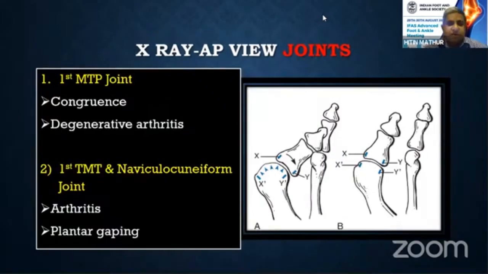The joints that need to be seen on the AP view are the first MTPJ, the first TMT, and the navicular-cuneiform joint. For the first MTPJ, you should look for congruence and arthritis of the joint. The picture on the right depicts a congruent joint, and the picture on the left depicts an incongruent first MTPJ. For the first TMT and navicular-cuneiform joints, you should look for arthritis and for increased plantar gap, which is indicative of first ray instability.